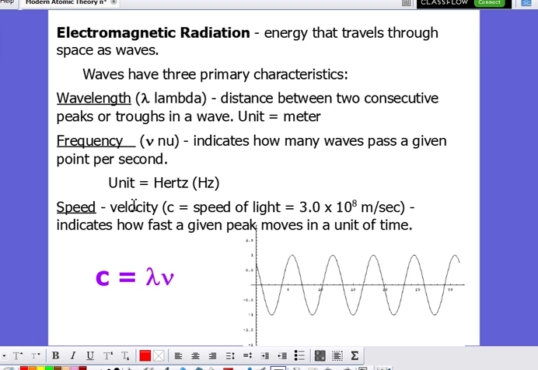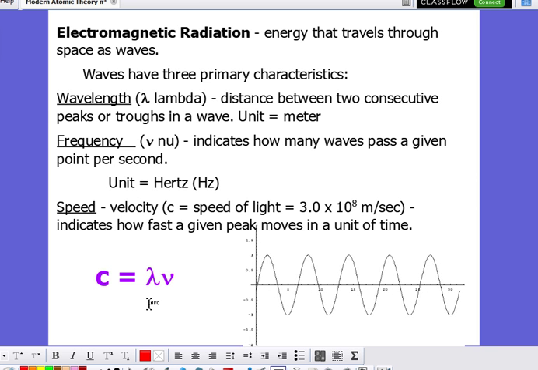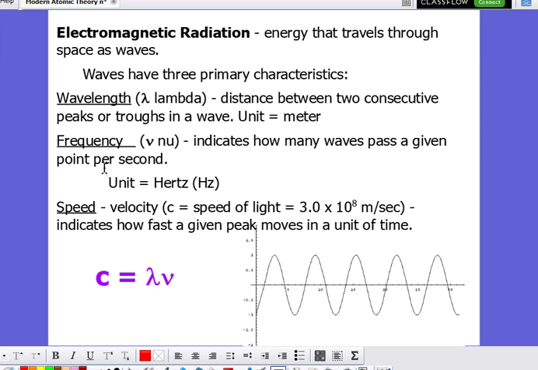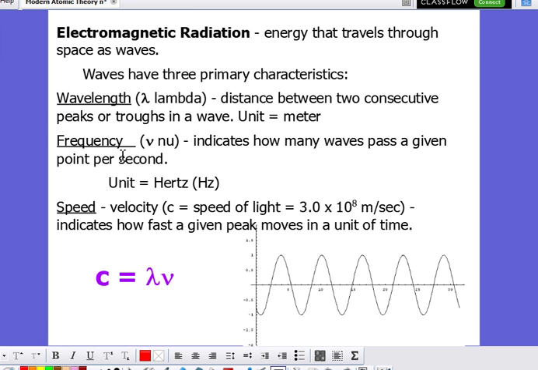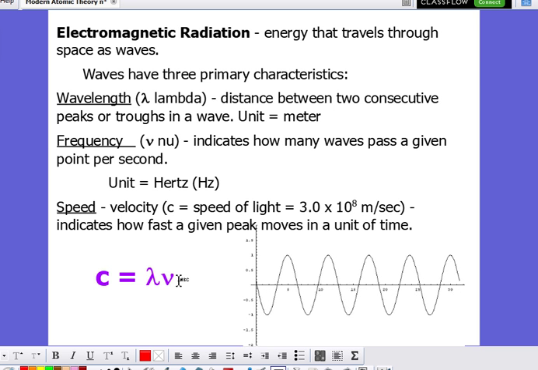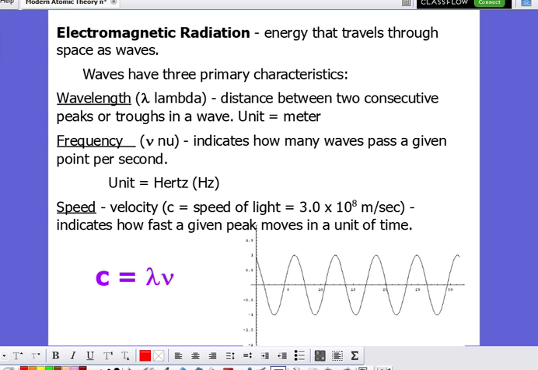The symbol for wavelength is lambda, this thing that looks like a Y that has been flipped upside down. And then how often it occurs, the frequency, is this Greek letter that looks a lot like a V. It's called nu.